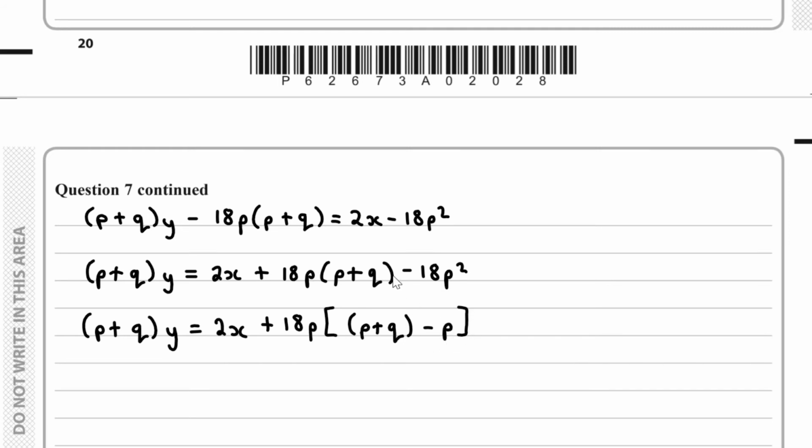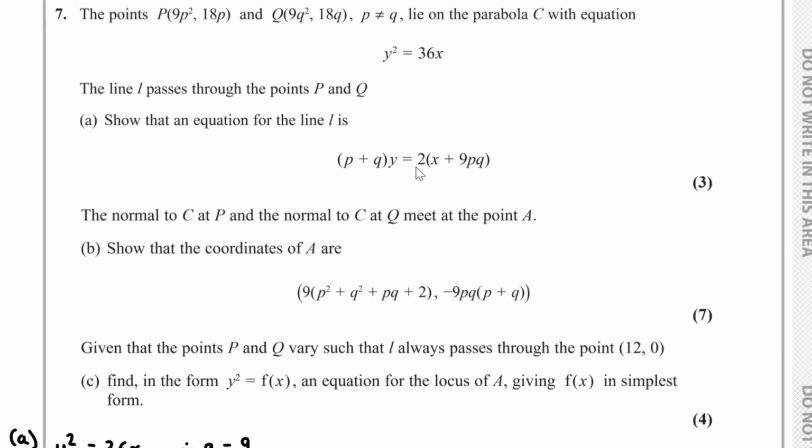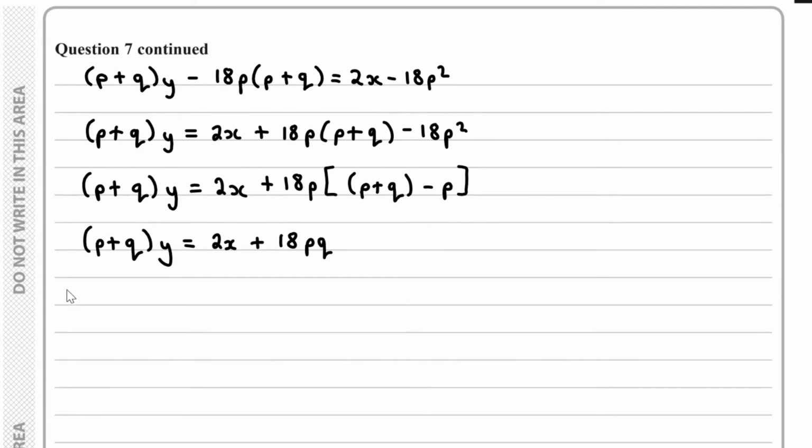And then if we recognize that p minus p is equal to 0, what we would have then is p plus q lots of y equals 2x plus 18pq. And if we go back to what we want to show, a 2 has been factorized out, so therefore we can conclude that L has the equation p plus q lots of y equals 2 lots of x plus 9pq.